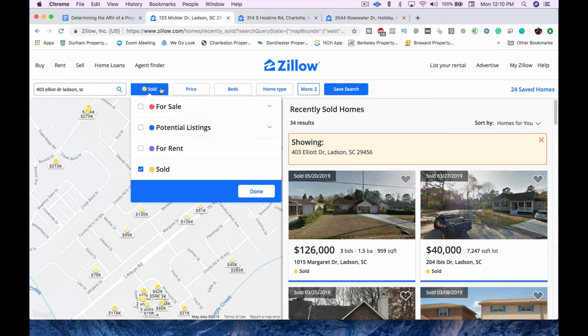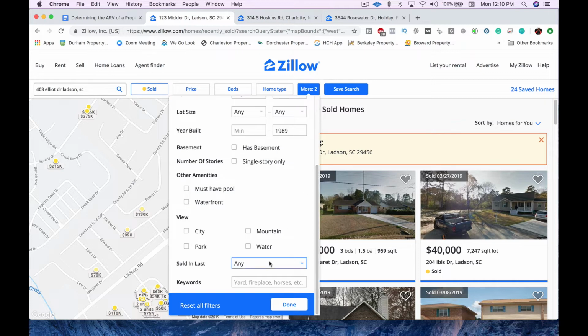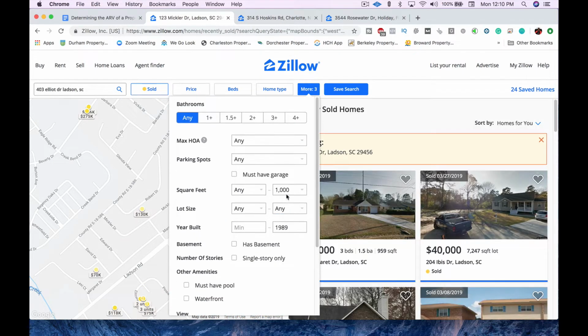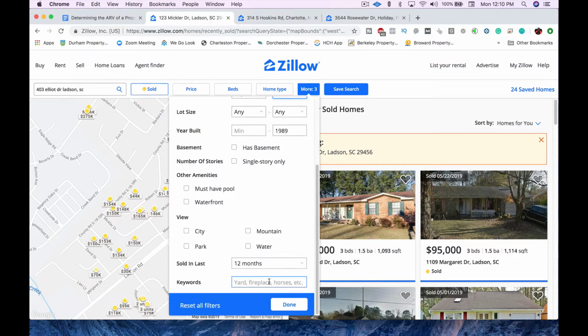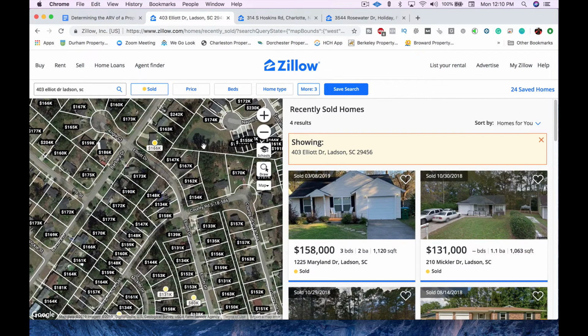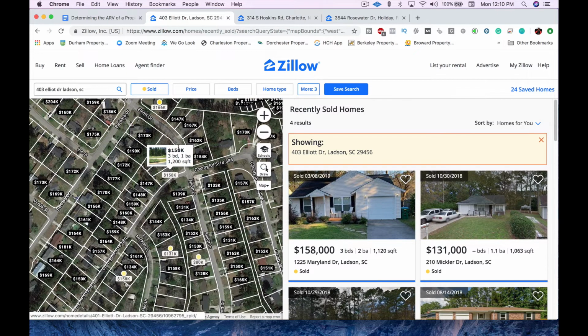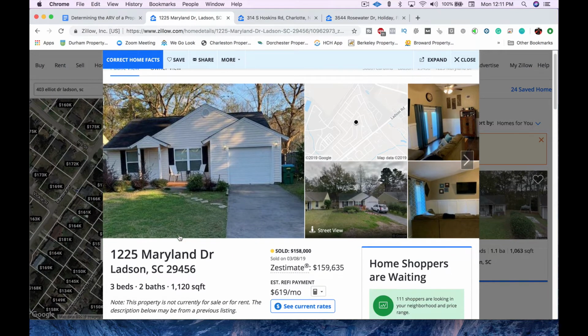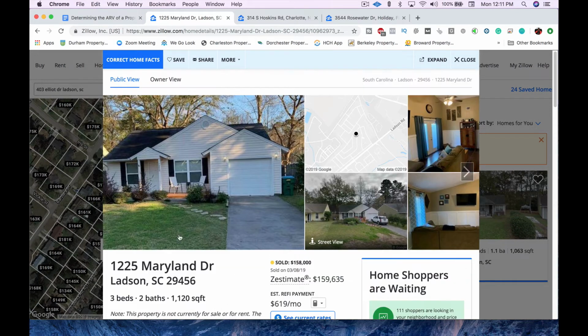And I'm actually going to change my last sold date down to 12 months again. And I'm going to expand my square footage to see if there's properties with larger square footage selling for 145. Because if so, I know that might be a little bit too high for the square footage of my property. So let's see, 158 here. Okay, 1,100 square feet.